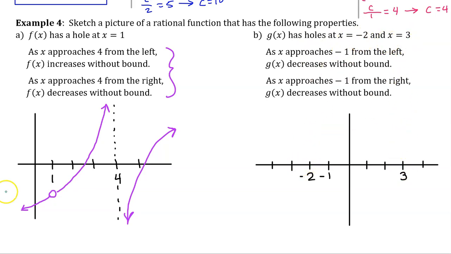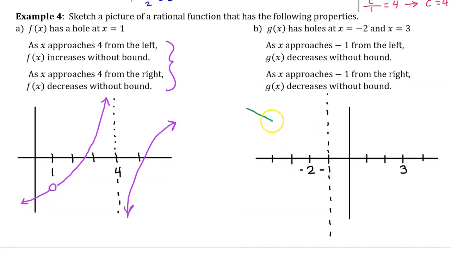Part B. g of x has holes at x equals negative 2 and x equals 3. I'll come back to that. As x approaches negative 1 from the left, g of x decreases without bound. As x approaches negative 1 from the right, g of x also decreases without bound. That sounds like a vertical asymptote at x equals negative 1. Let's draw that.